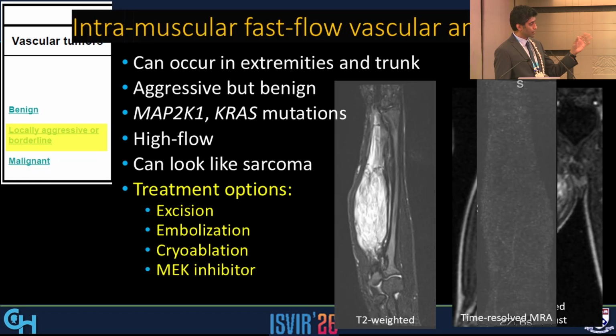Moving on, in the aggressive benign category, intramuscular vascular anomaly. It was classified as a vascular anomaly in the 2025 iteration, but I think it's a tumor, so I'm putting it in the tumor section.